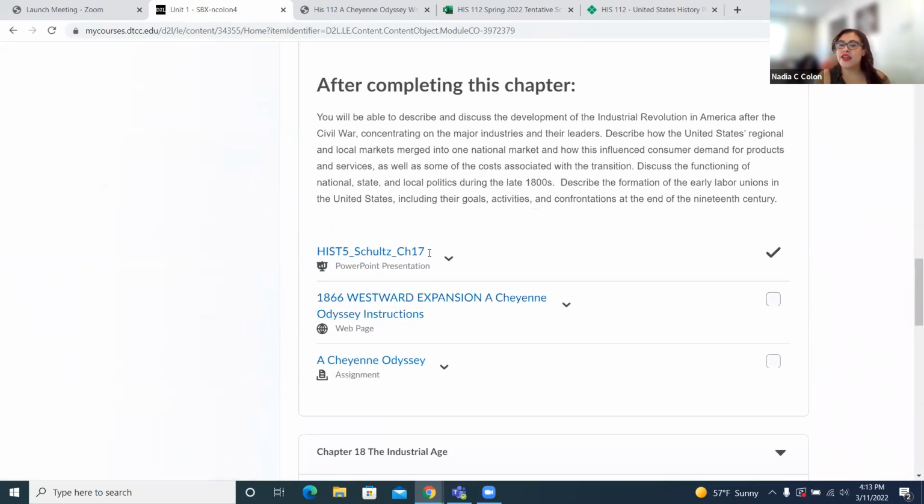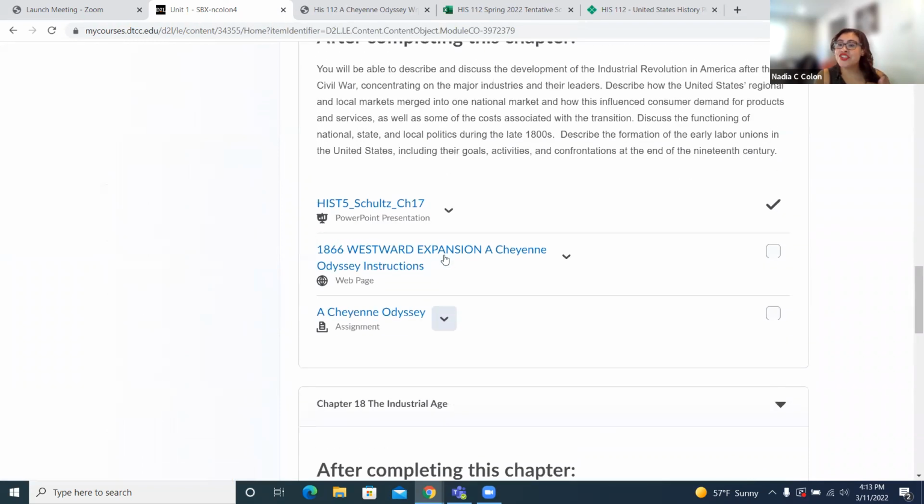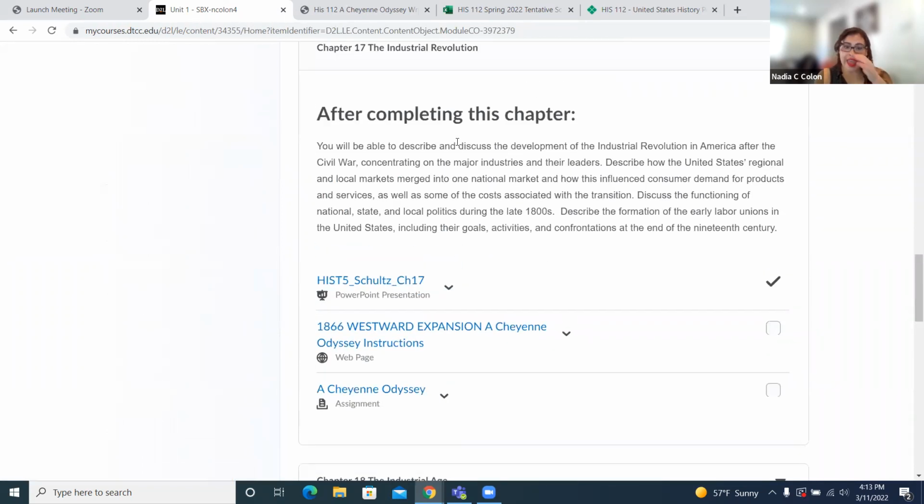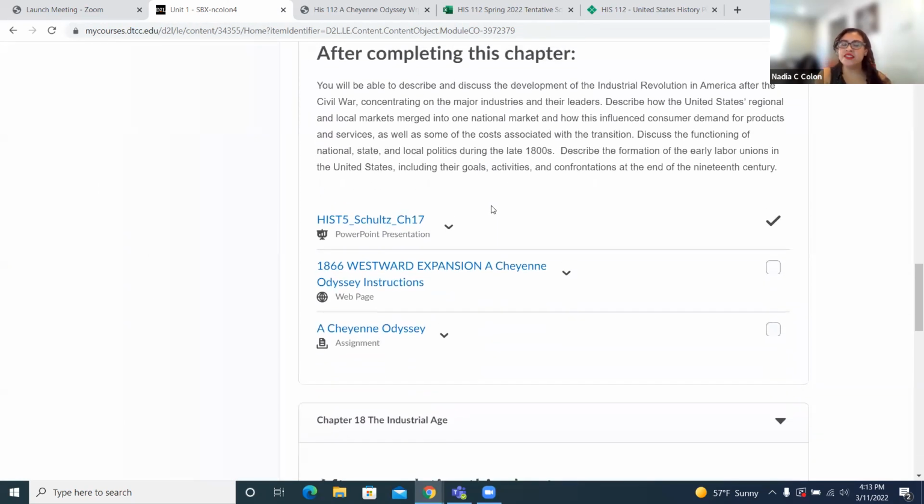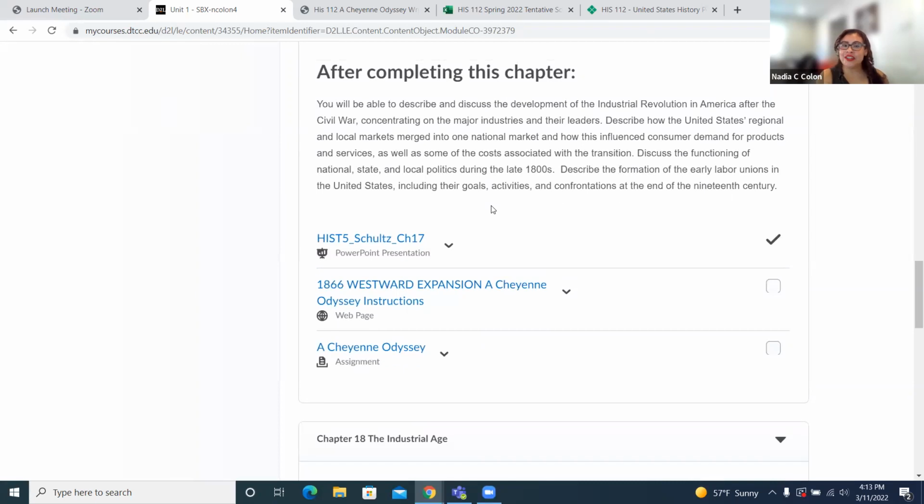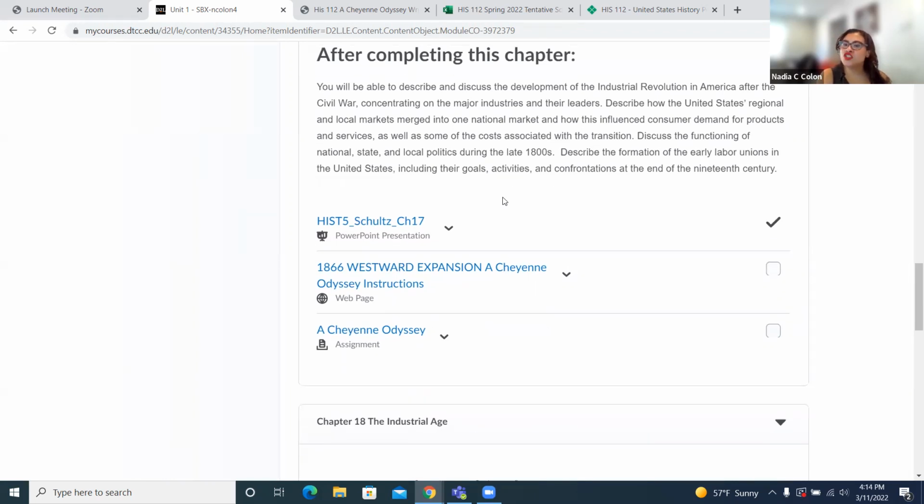You will find the needed information for each chapter. After you read this chapter, you should be able to know this information. For example, for Chapter 17, after completing this chapter, you will be able to describe and discuss the developments of the Industrial Revolution in America after the Civil War, concentrating on the major industries and their leaders. Describe how the United States regional and local markets merged into one national market and how this influenced consumer demand for products and services, as well as some of the costs associated with the transition.